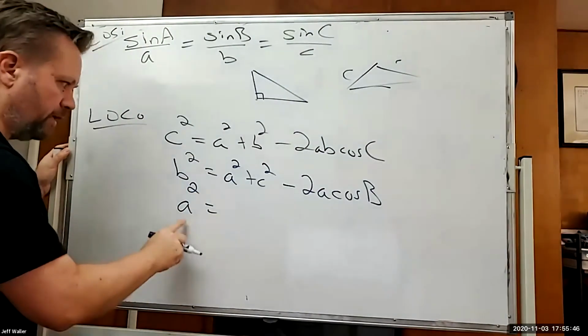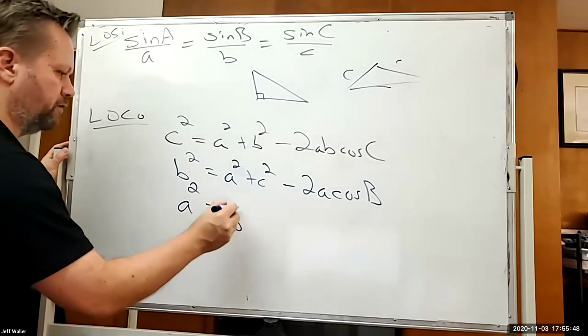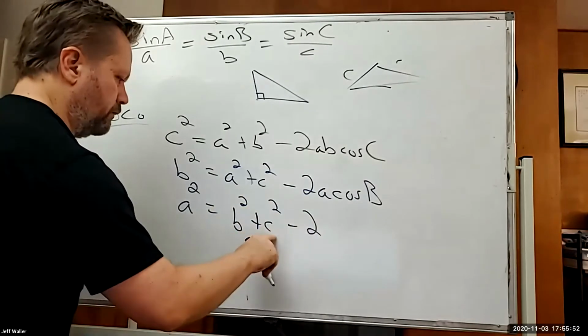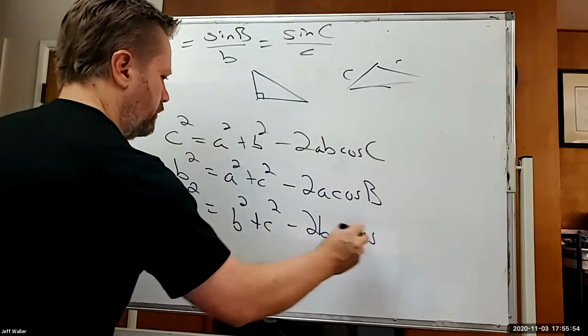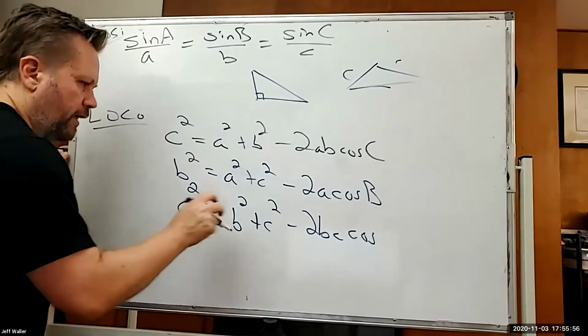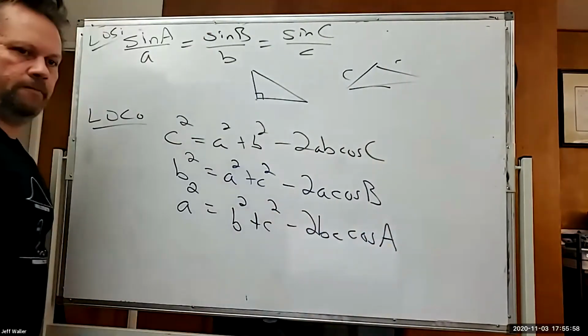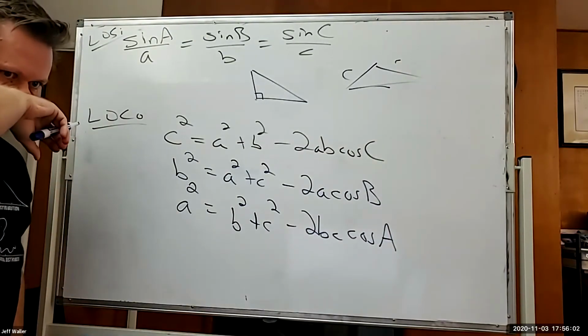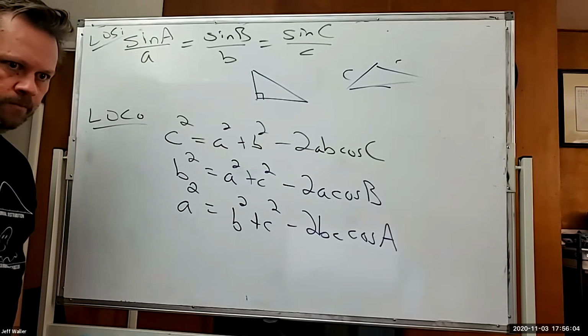So what's the rule? It's going to be the other two sides added together, squared, minus twice those two sides multiplied, times the cosine of that angle. So when you solve for b there, are you missing a lowercase b with the cosine?